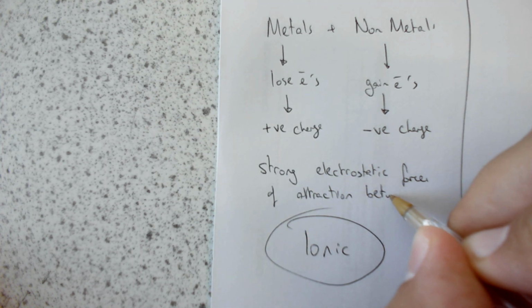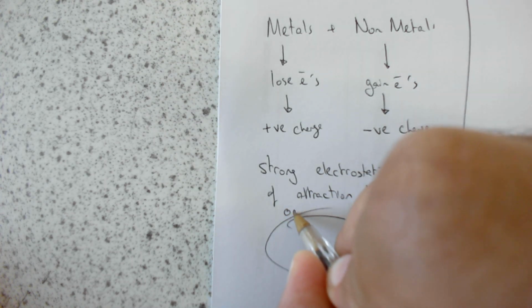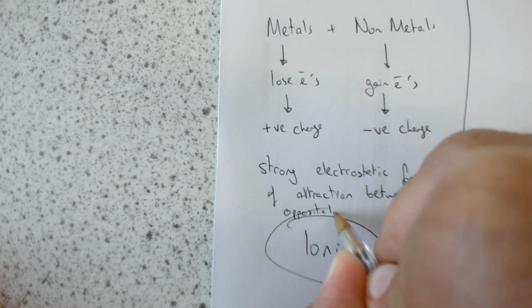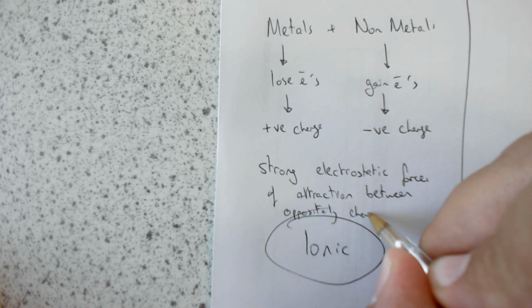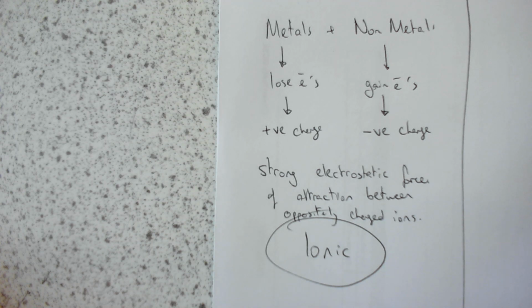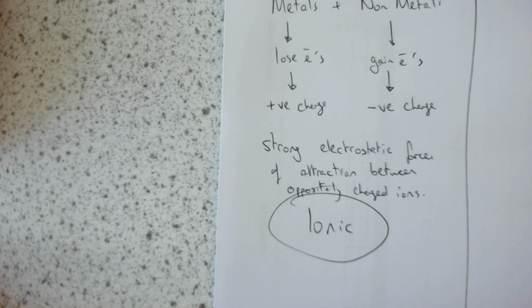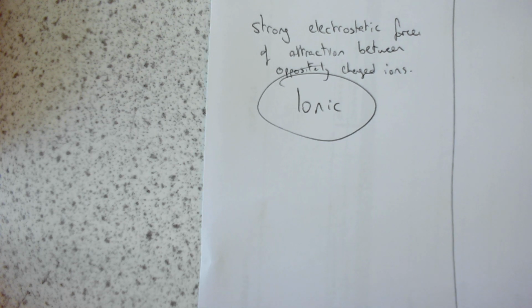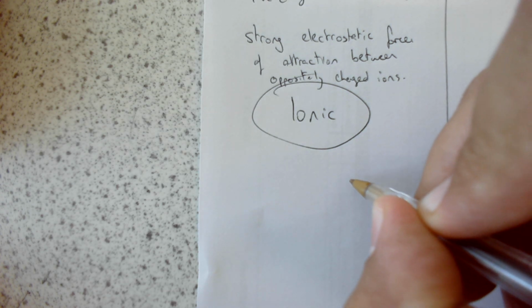Between oppositely charged ions. Right, now move the page up. When they stick together, what do they turn into? What do they look like? They look like this. So I'll draw a picture.